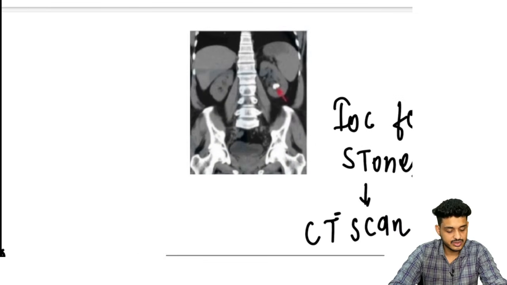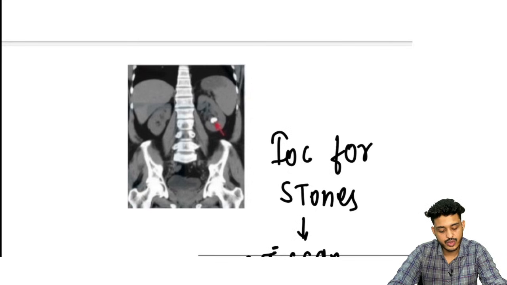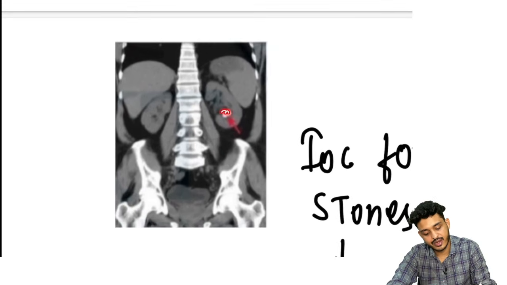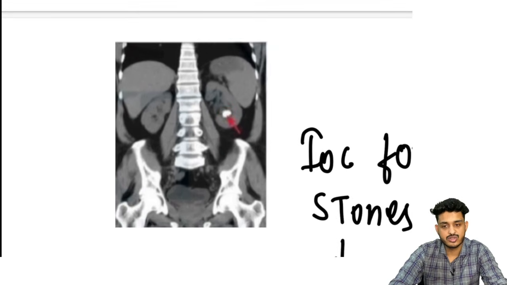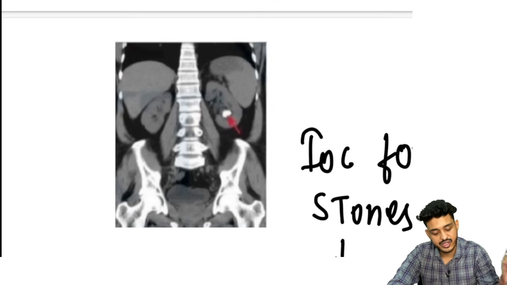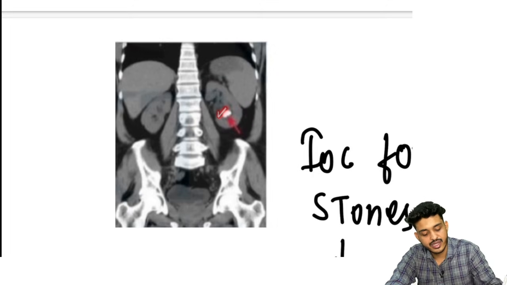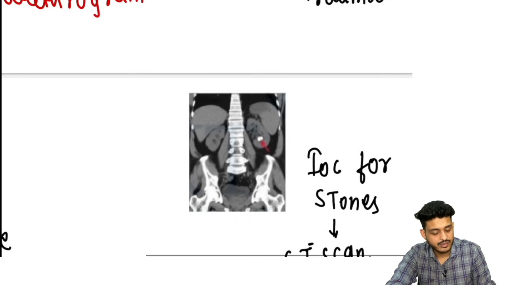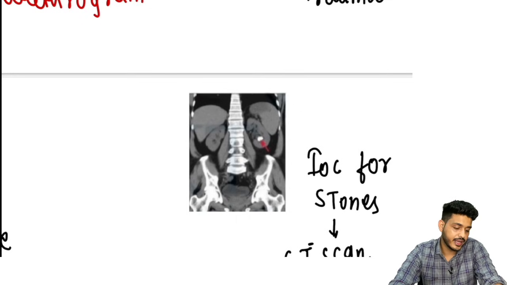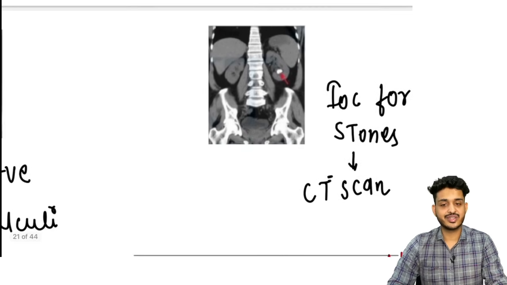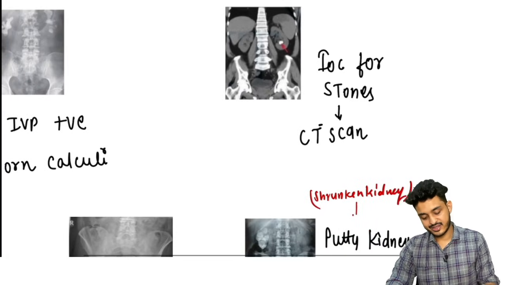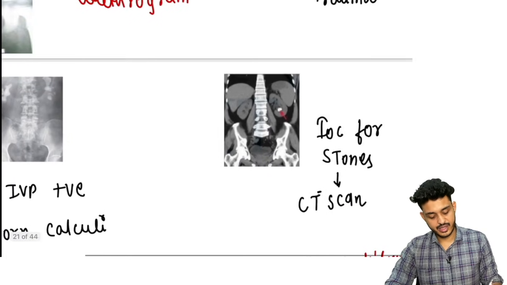Then we have got the stones. You can do a CT scan for the stones, and you can find the stones in the kidney also, right? This is the kidney that we are having, and in this particular kidney you are finding some stones, which are going to be hyperdense structures. Hyperdense means white appearance.